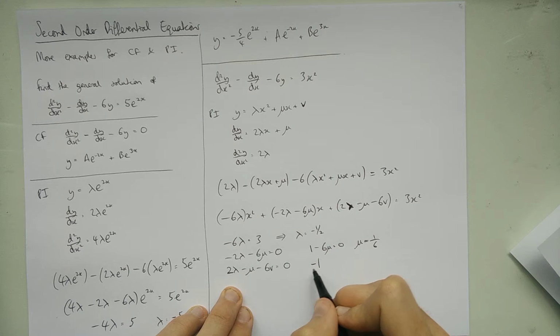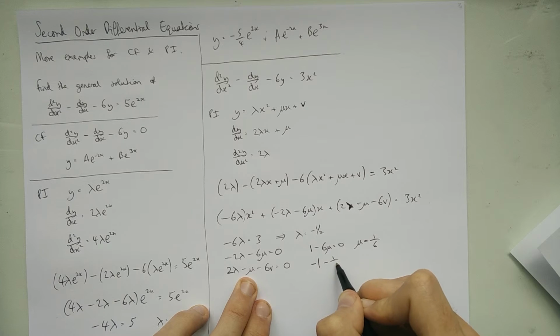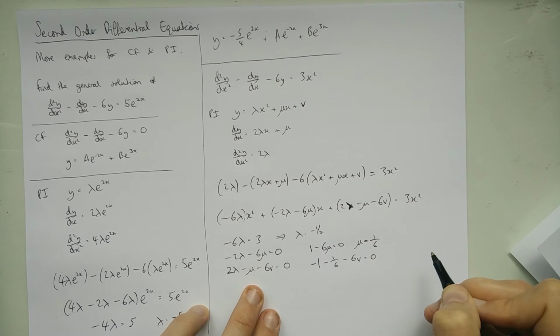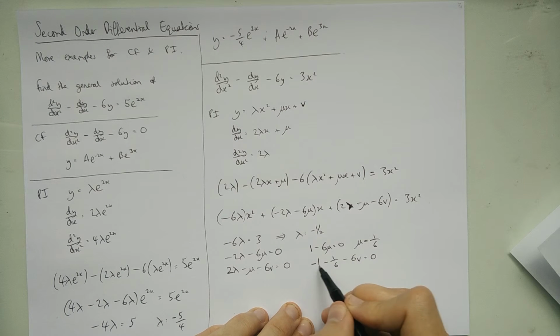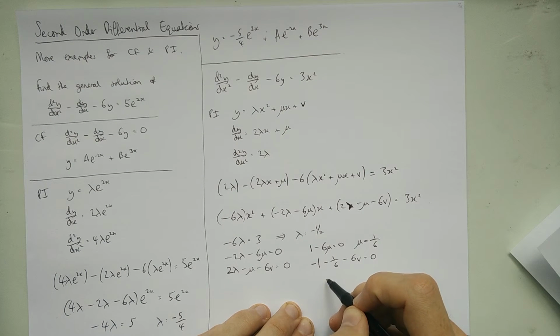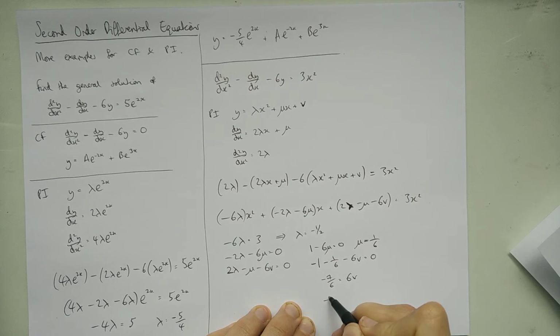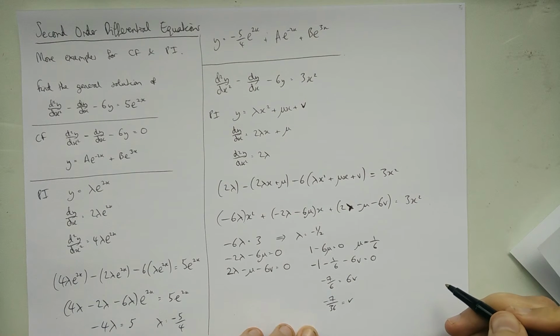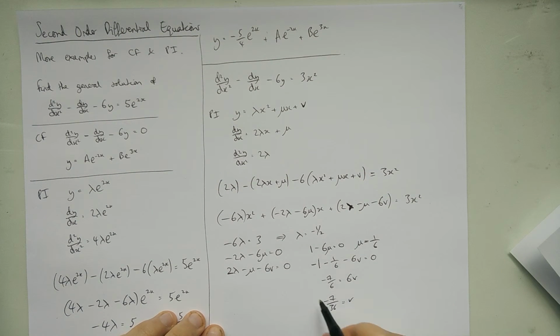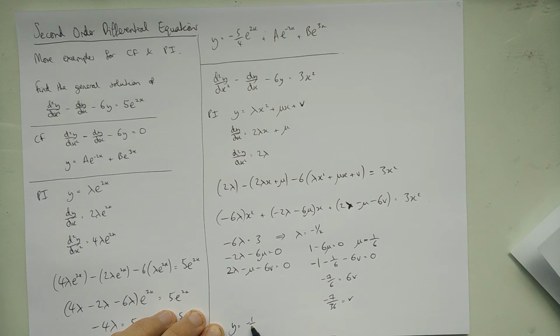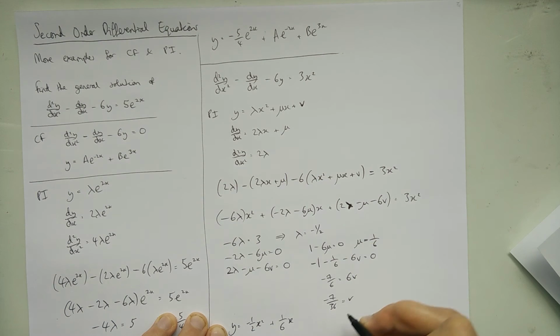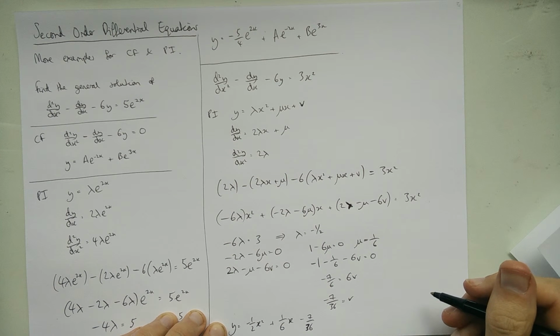And then plug both those in there. I've got minus a half times 2, which is minus 1. Minus a sixth minus 6 nu equals 0. So that's minus 7/6. So we end up with minus 7/6 is equal to 6 nu, which means we've got minus 7 over 36 is nu, unless I'm mistaken with my math. And then we can plug it all back in to get our particular integral being the lambda, which is minus a half x squared, the mu, which is a sixth x, and the nu, which is minus 7/36. Yep, that's all in there nicely.